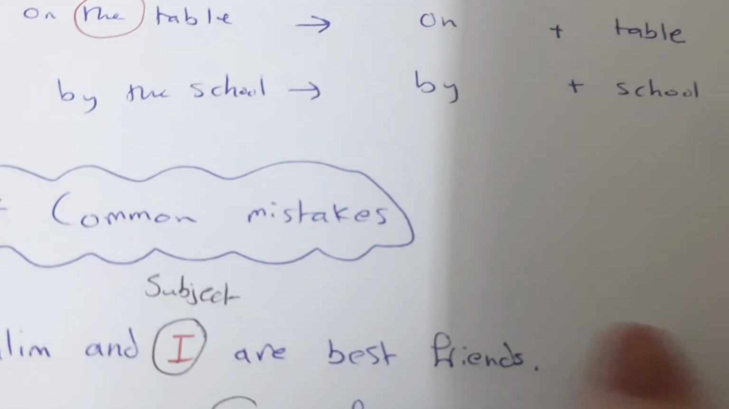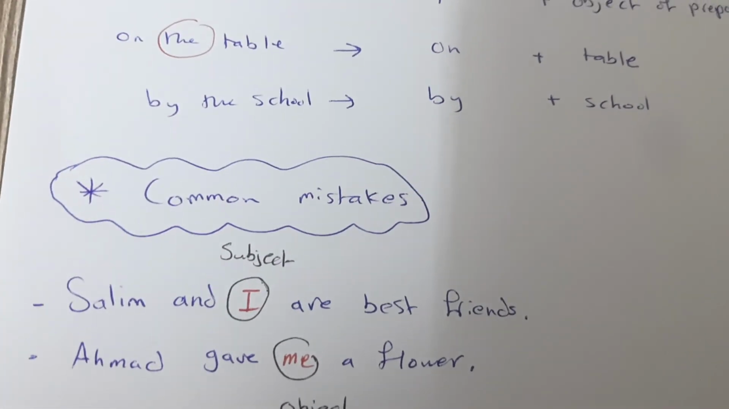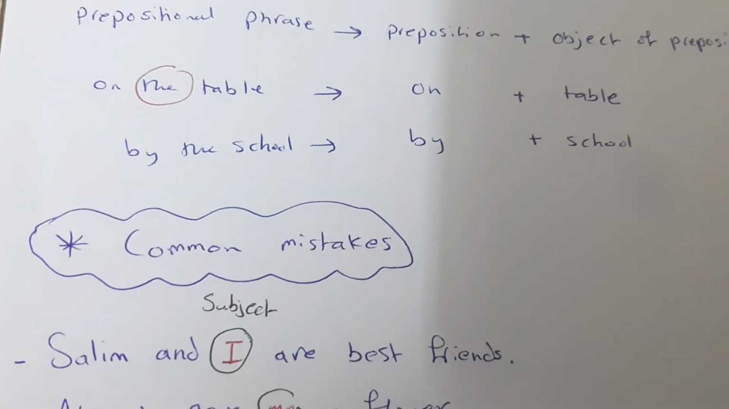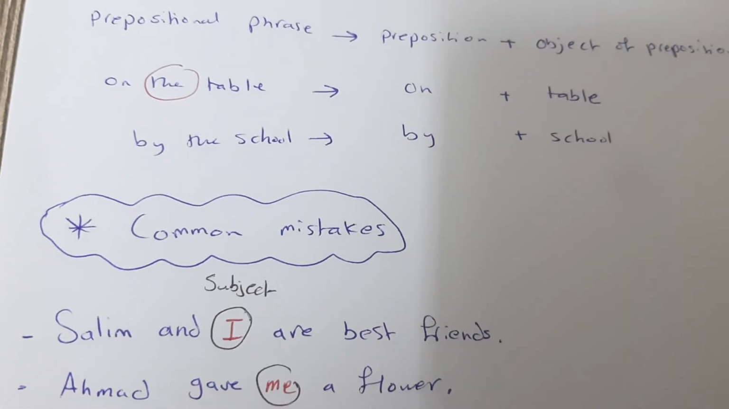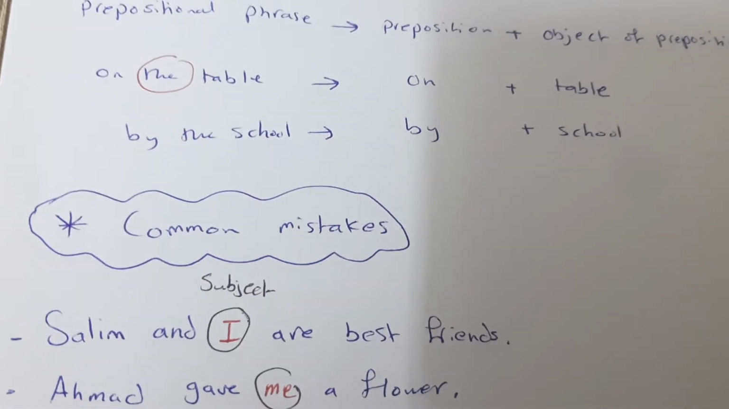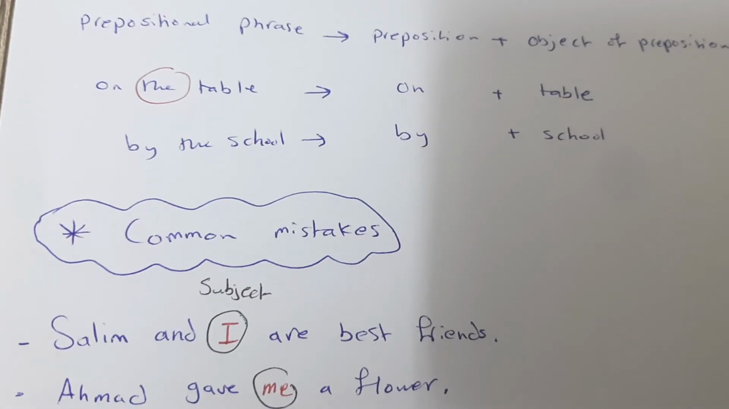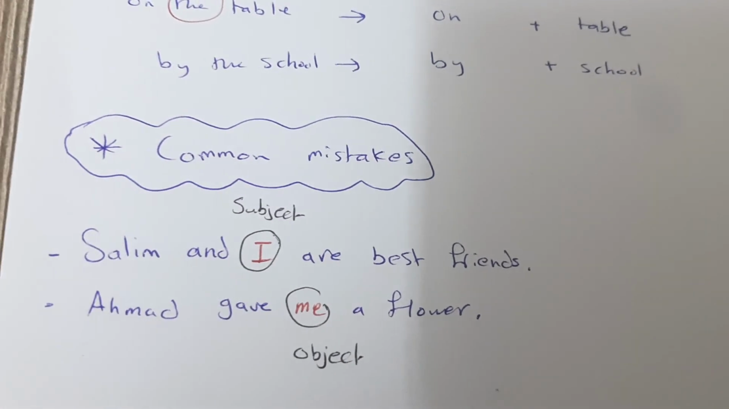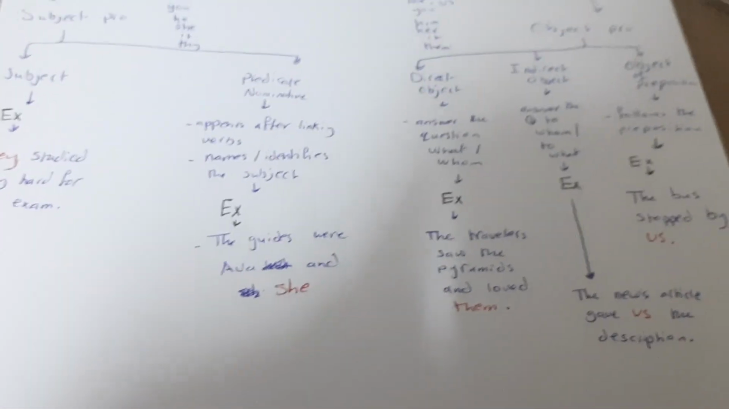Let's restructure the first sentence. When you say, for example, the best friends are Salim and I. Why did I put it as I? Because in the second structure of the sentence, it is a predicate nominative. You are naming the best friends, right? So these are some common mistakes that you need to avoid. And that's it for today. Thank you for your good listening.